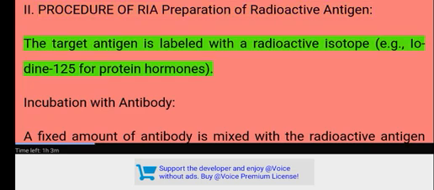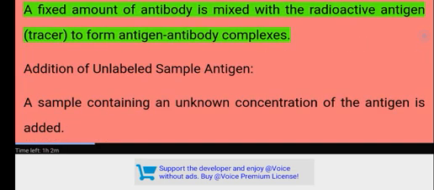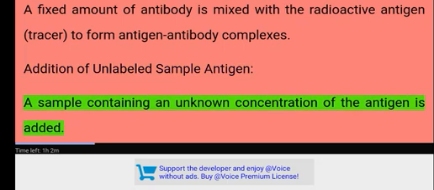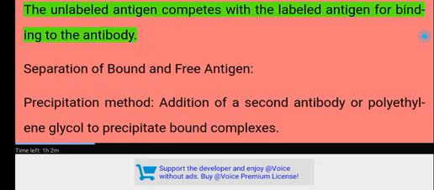Preparation of radioactive antigen: the target antigen is labeled with a radioactive isotope, e.g., iodine-125 for protein hormones. Incubation with antibody: a fixed amount of antibody is mixed with the radioactive antigen tracer to form antigen-antibody complexes. Addition of unlabeled sample antigen: a sample containing an unknown concentration of the antigen is added. The unlabeled antigen competes with the labeled antigen for binding to the antibody.